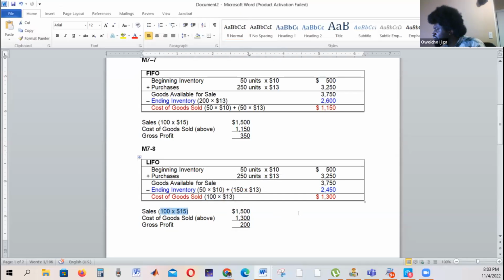However, the difference here is that the cost of goods sold becomes 1,300 instead of 1,550. And when we subtract, we get 200 instead of 350. And this brings us to the end of the class. If you need further clarification, see me in office hours. Thank you.